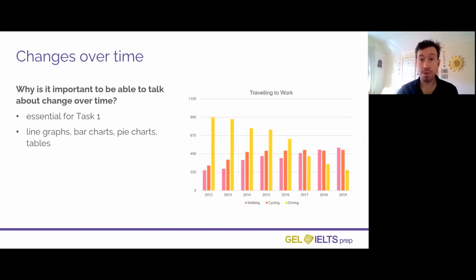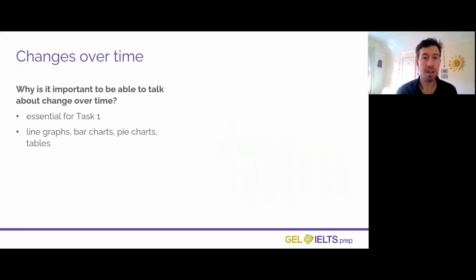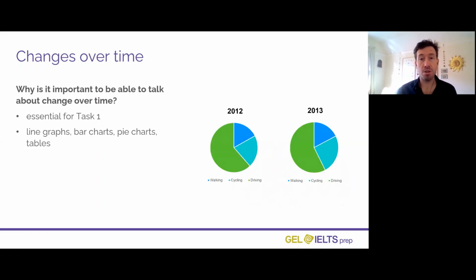The same as well with bar charts. Again, data can be represented in bar charts, which can also have dates. So here you can see 2012 and again here 2019. Again, we'll need to say, how does that change? So we'll need vocabulary for that. Pie charts can also show change over time. If one of them shows one date and another shows another date, that will show change over time. So things might go up and go down in that situation.